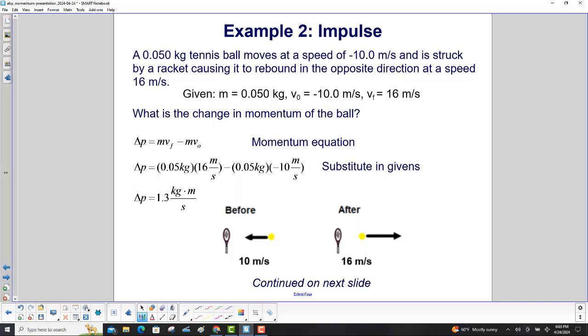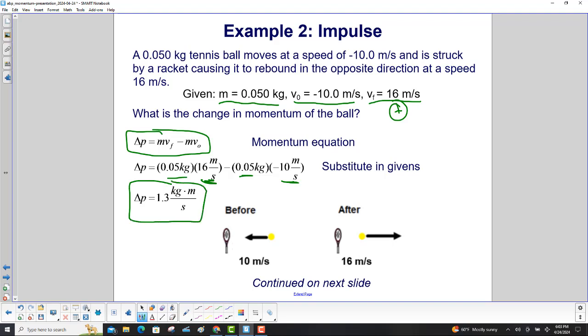List the givens. The mass of the tennis ball is 0.05 kilograms. The initial velocity is minus 10 meters per second, and in this case that means it's moving to the left. And the final velocity is 16 meters per second in the opposite direction, and we'll call that direction positive. Change in momentum is always m v_f minus m v_0. We substitute in our givens. Here's the mass. Here is the final velocity. Here's the initial. Carry out the math, and we get a change in momentum of 1.3 kilogram meters per second.